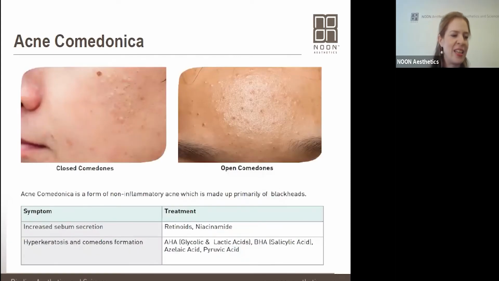So let's talk a bit on acne comedonica. You can see here, this is the blackheads and this is whiteheads. Acne comedonica is a form of non-inflammatory acne, which is made of primarily blackheads. In this stage, there is no inflammation at all.